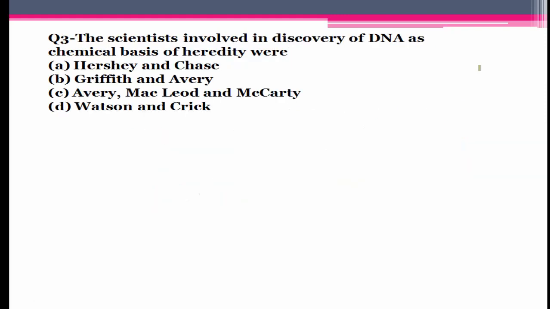Then moving to the next question. Scientists involved in the discovery of DNA as the chemical basis of heredity. The question is a very direct question. Here I would like to remind you of two experiments. One is the transforming principle experiment conducted by Griffith, and Griffith explains that DNA is the responsible molecule for the transformation of R strain of Streptococcus into S strain.